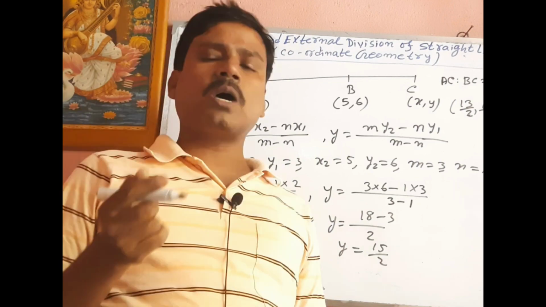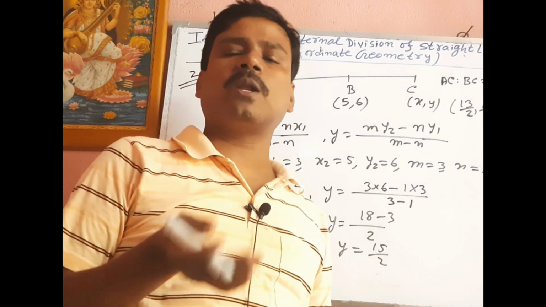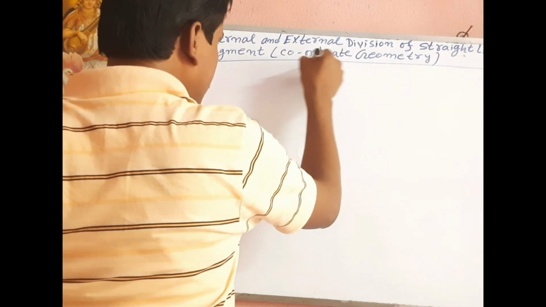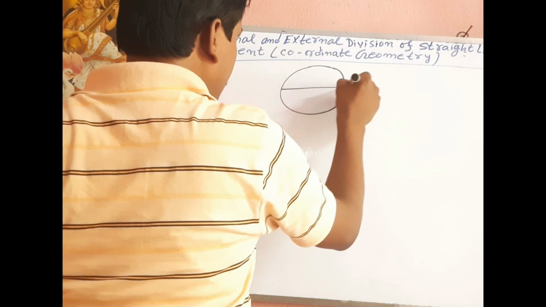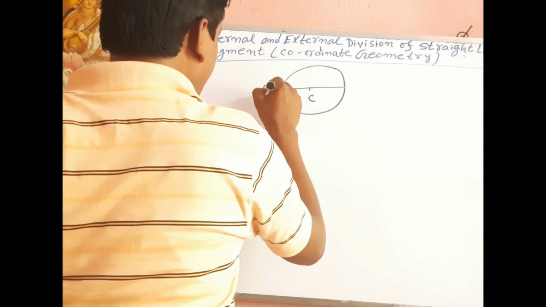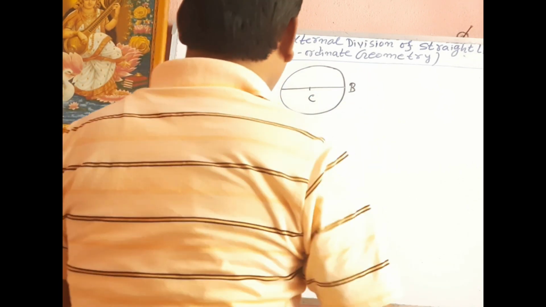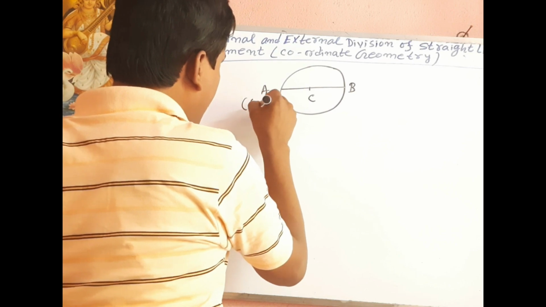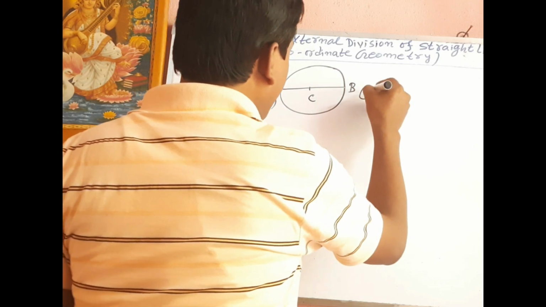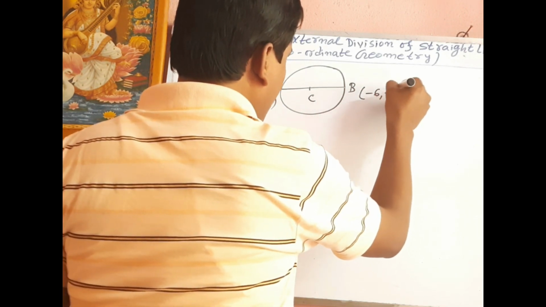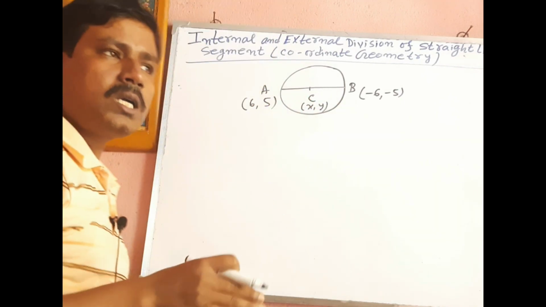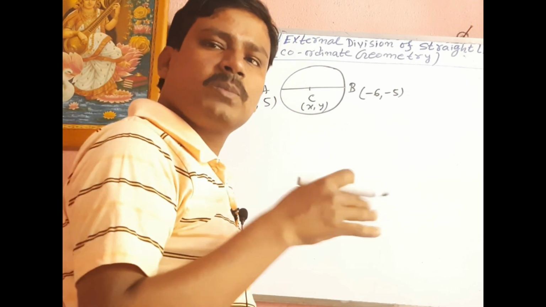Now we move to the third example, that is the last example of the day. Suppose there is a circle with center C and two points A and B. The coordinate of A is (6, 5) and the coordinate of B is (-6, -5). Then find the coordinate of C. This is the third and the last example of the day.